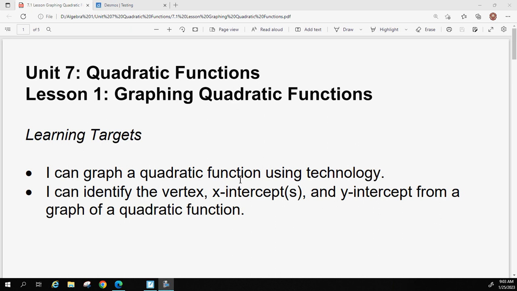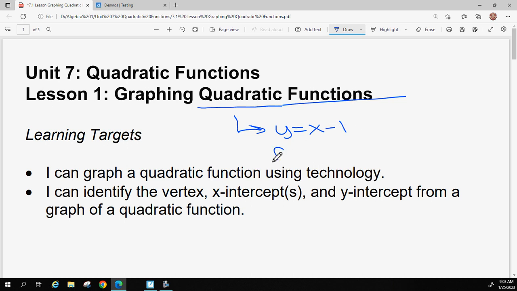Y'all, today we are going to start talking about graphing equations, but we are going to call them functions now. And these functions are going to be quadratic, and all that means is that instead of something like this, we are going to have something like this.